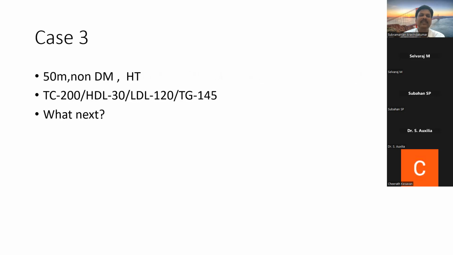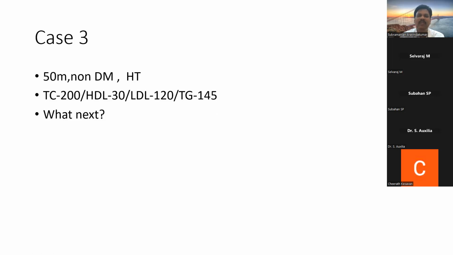So the next case is non-diabetic, only hypertension. Total cholesterol 200. Triglycerides is 145. HDL is 30. It means the ratio is not more than 5, it is less than 5.